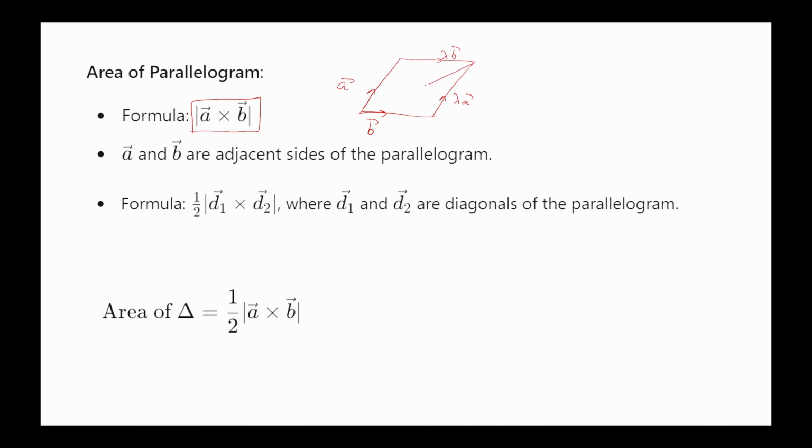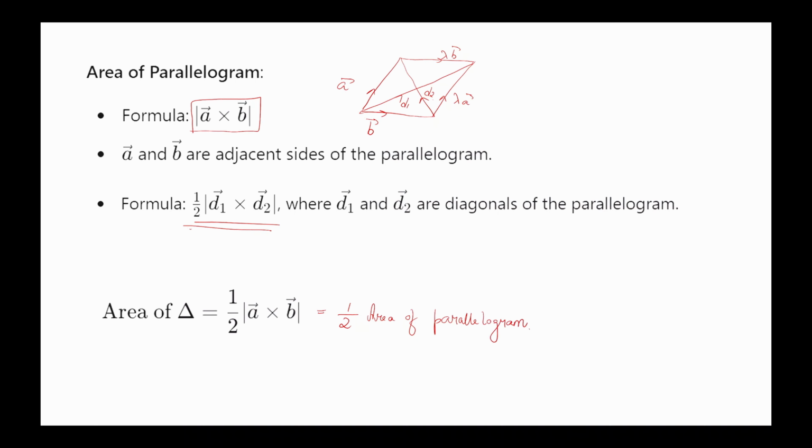And now let's say I connect the diagonals and represent them with some vectors d1 and d2. So I can also write my formula as half of d1 vector cross d2 vector, where d1 and d2 are diagonals of the parallelogram. So keep this in mind. And if I need to find out the area of a triangle, the area of a triangle is half of the area of the parallelogram. So keep this formula in mind.